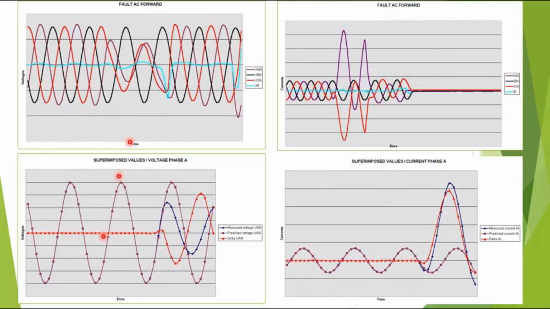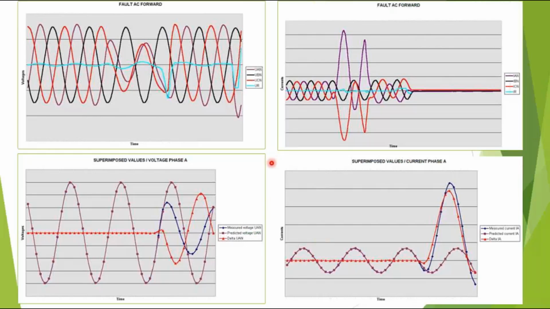This is the pre-fault. No, sorry. It's basically the measured current and the predicted current. And the predicted current is what should have happened without a fault. And this is the measured current, and the delta current, the difference current, is the measured, real fault current minus the predicted current. That will make the relay understand that there is a fault and it will do its stuff. Similarly for voltage, predicted voltage and measured voltage. This is how it operates.